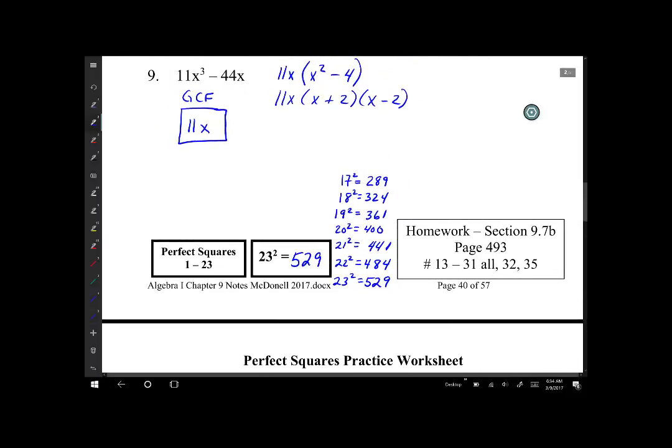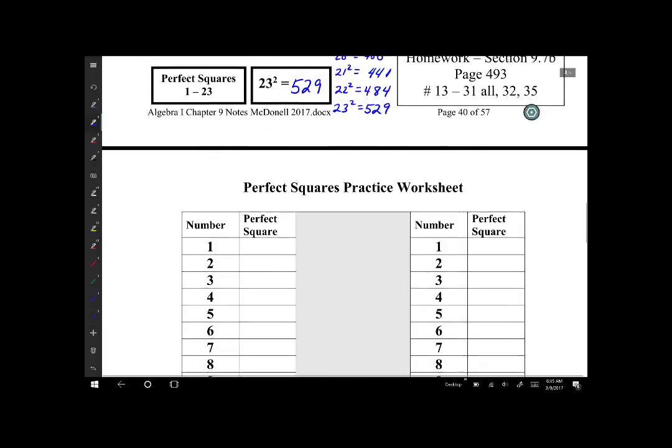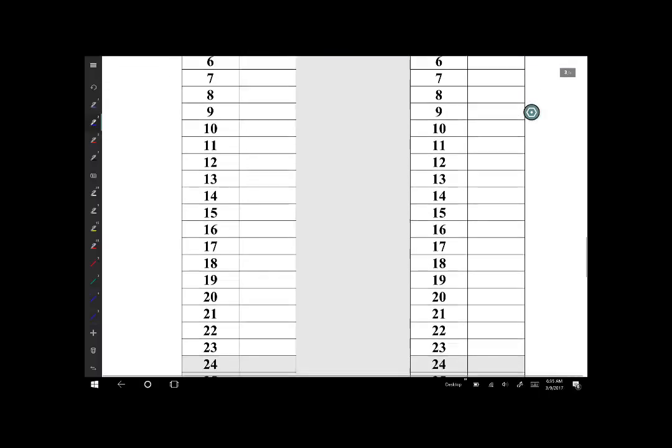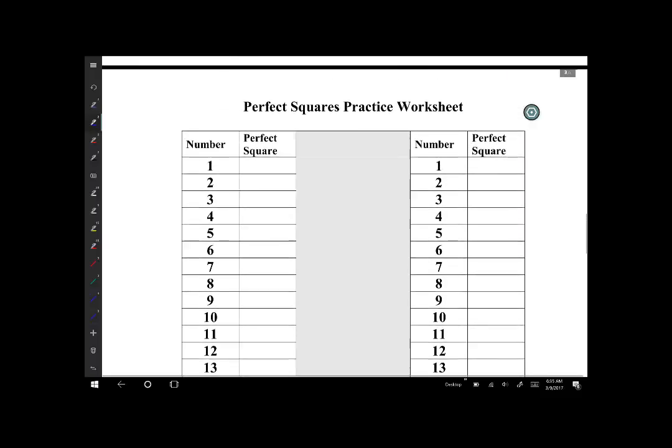Your homework for this section is page 493, 13 through 31 all, 32 through 35. And I would encourage you, before you start that homework, to fill out this chart down here all the way down to 23. Time yourself and see how long that takes.